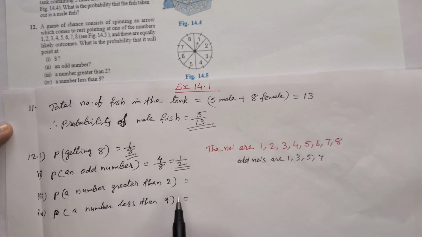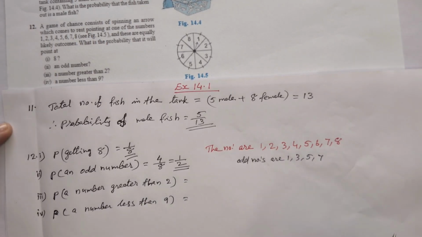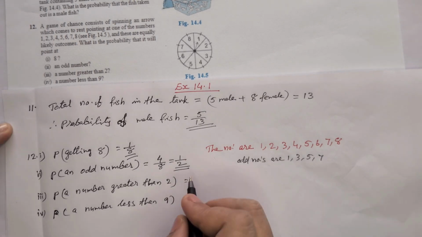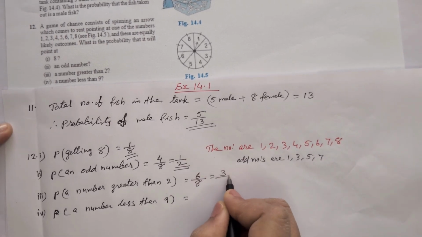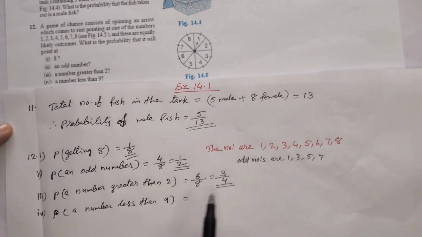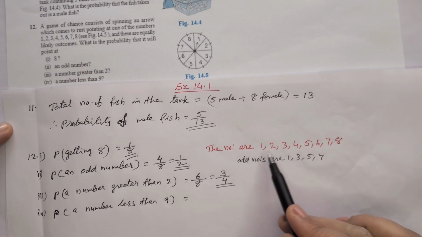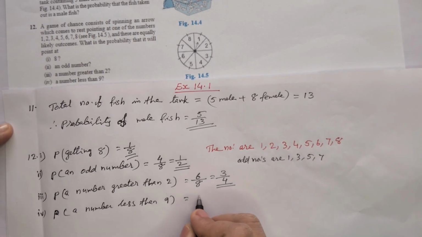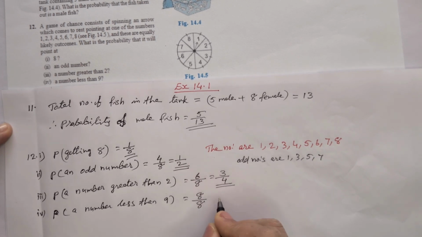Then a number greater than 2. Except these two, the rest of the 6 numbers are greater than 2. So we can write 6 by total is 8, it's equal to 3 by 4. Then a number less than 9. Here all the numbers from 1 to 8 are less than 9. So all these 8 numbers are there out of the total 8, which is equal to probability 1, 8 by 8.